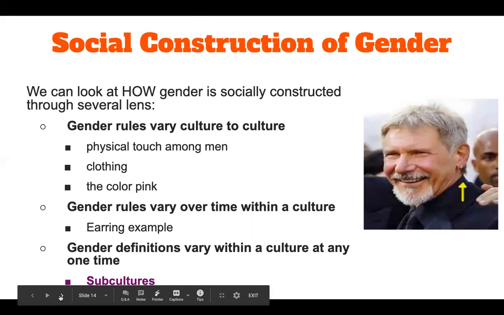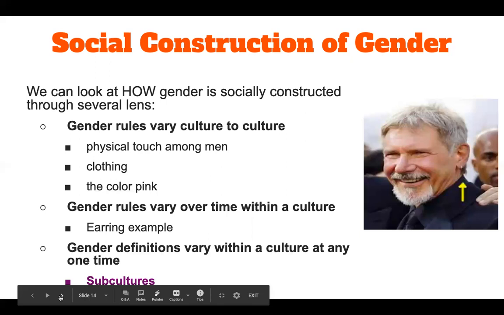And then the final point about how gender is clearly a social construction and isn't a set in stone, objective reality is that gender definitions can even vary within a culture at one time. That's because even though we all share maybe a large general culture, we also have subcultures. We have subcultures based on our racial ethnic groups, in some cases, like if you're Mexican American or Chinese American, we have subcultures based on our religion.